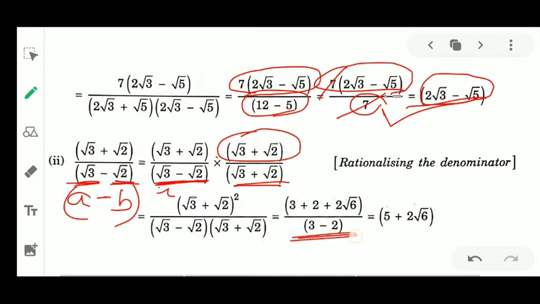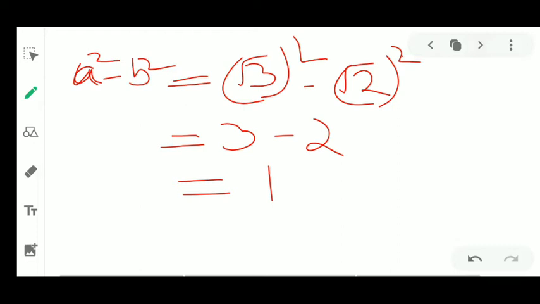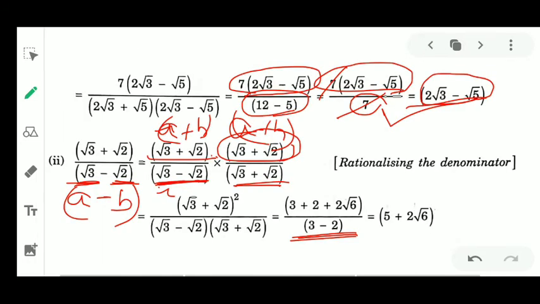Okay, and look at the numerator, root 3 plus root 2. That is in the form of a plus b, multiplied by root 3 plus root 2, which is also in the form of a plus b. So as you know, a plus b into a plus b is what? A plus b whole square. And according to the formula, (a plus b) whole square is a square plus b square plus 2ab. Okay, so put the values of a and b.